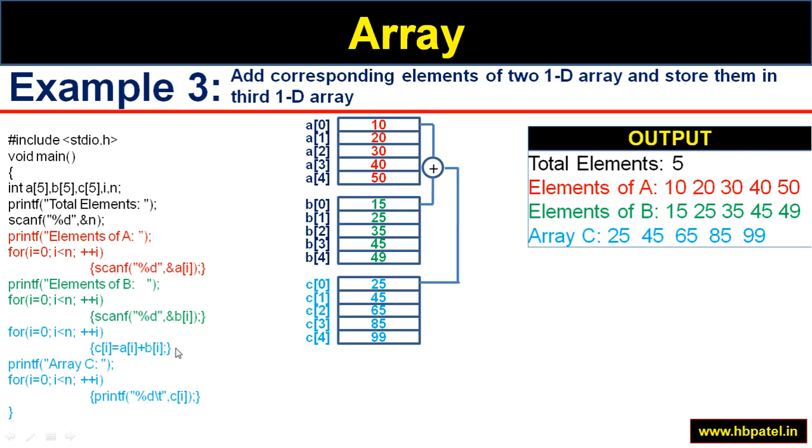Once I have my answer readily available in C, then I can display it. So i equal to 0, i less than 5, printing C[0], C[1], C[2], C[3], C[4]. So C is 25, 45, 65, 85, and 99. This answer will be displayed in the output.